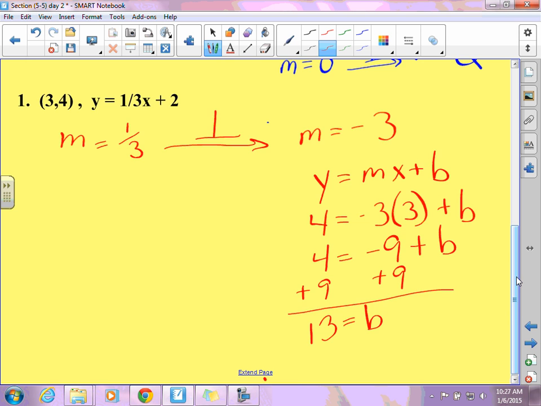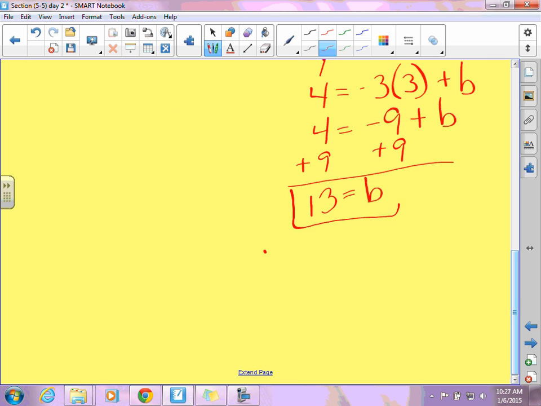So y equals, what's my slope? -3. Make sure you take the right one. It's the new slope, the one that you just got. x plus 13.